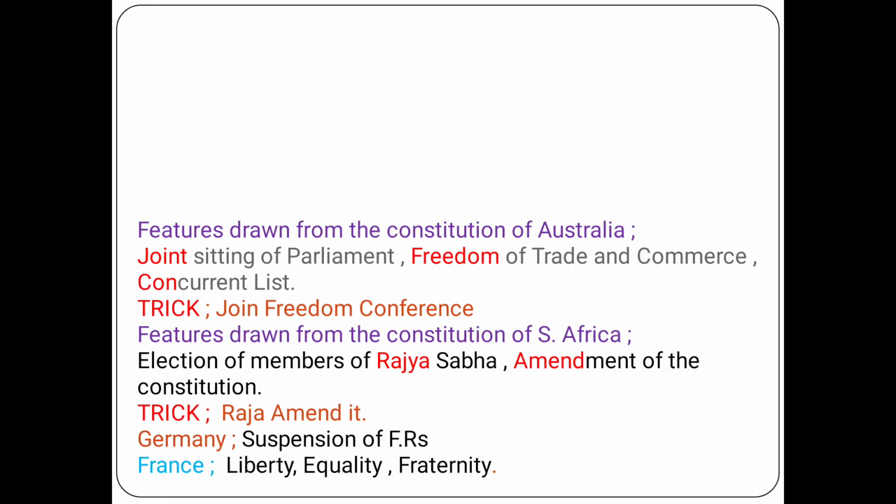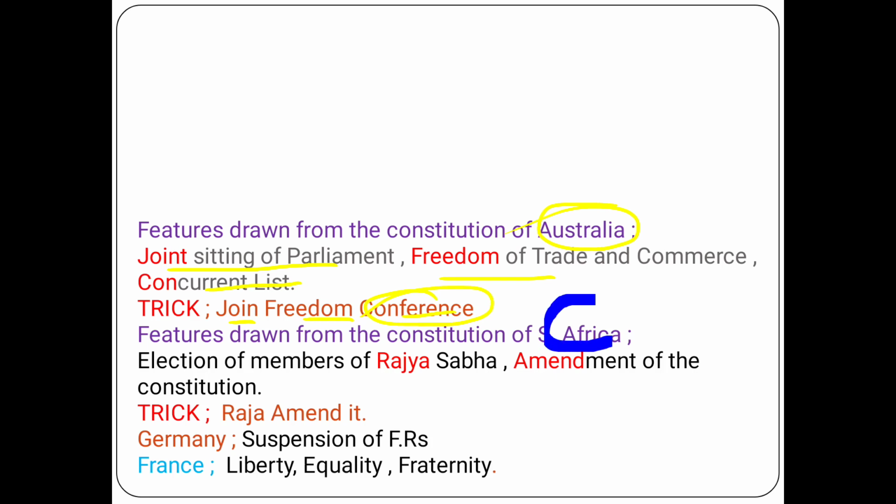As you know that some features have been drawn from the Constitution of Australia. Now we will see which features have been drawn from the Constitution of Australia. First feature is joint sitting of Parliament, freedom of trade and commerce, concurrent list. The trick is join freedom conference. Join here means joint sitting of the Parliament. Freedom means freedom of trade and commerce, and concurrent conference here means concurrent list.